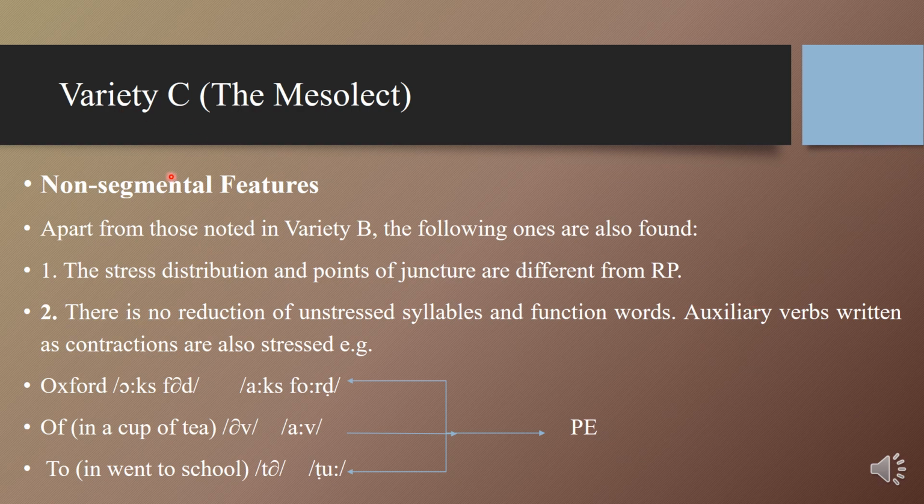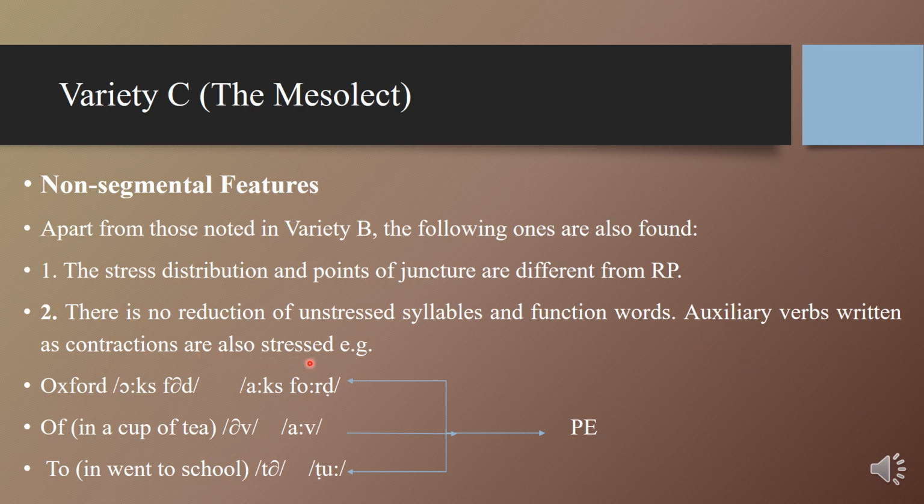Non-segmental features of variety C, apart from those noted in variety B, meaning all the non-segmental features of variety B are also included in C. The following ones are also found. First one, the stress distribution and point of juncture are different, as we have discussed earlier in variety B, from RP. There is no reduction of unstressed syllables in function words and function verbs. Auxiliary verbs written as contractions are also stressed.